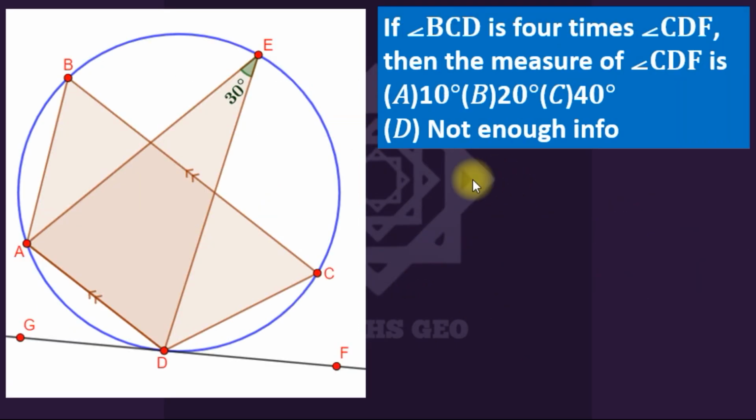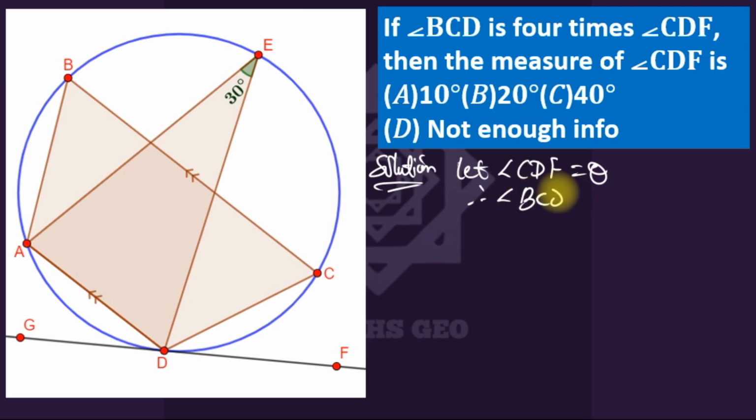So let's look at this. They said if angle BCD is 4 times CDF, then the measure of CDF is dash. Okay, so what I will do, I will let angle CDF be theta. Therefore, angle BCD will be 4 theta as given.